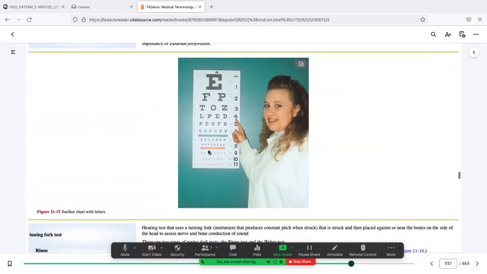This is a Snellen chart. Okay, 20/20 vision is here at the green. That means at 20 feet, you can read this line. That's why they call it 20/20 vision.